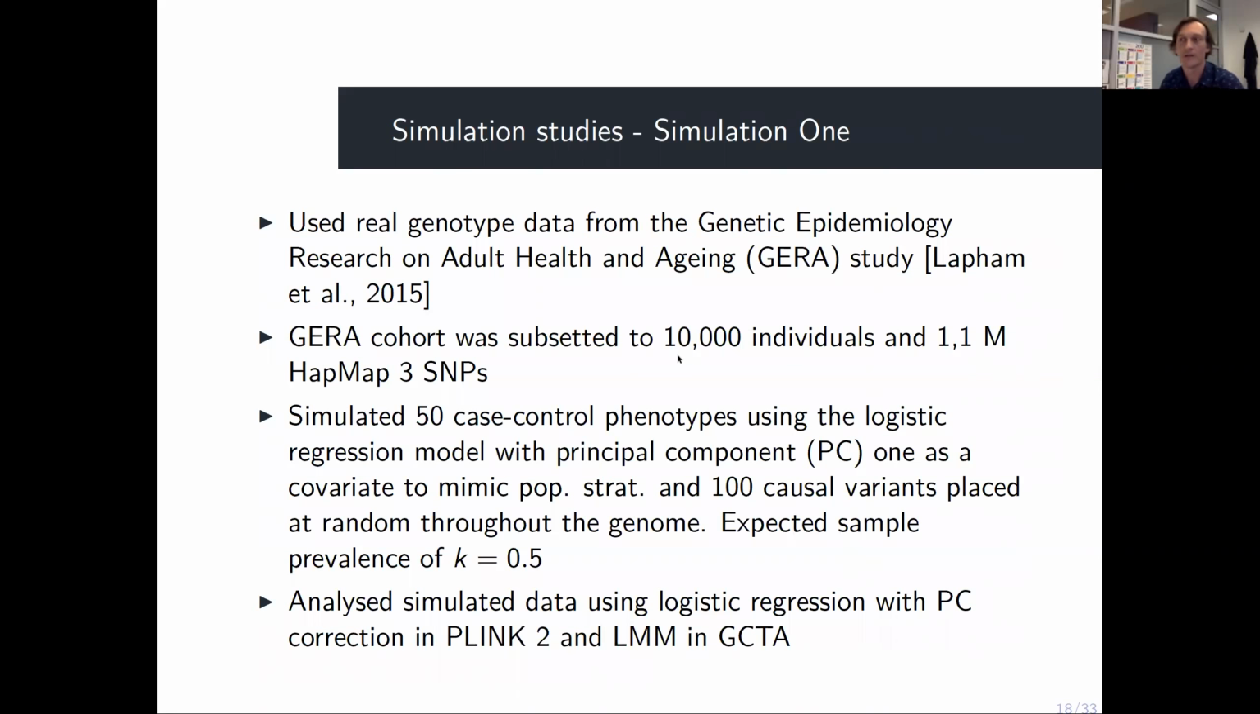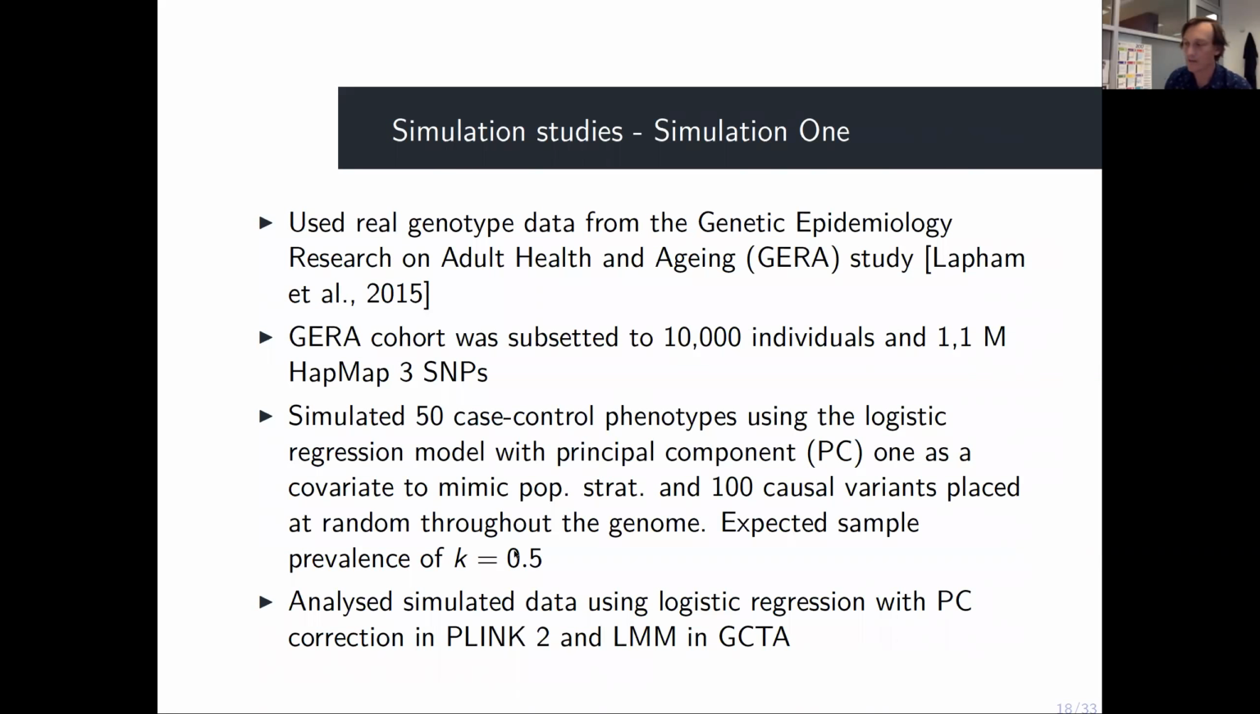So the phenotype data generating process can be assumed to come from a lot of different models: Probit, logistic, the liability threshold model. But in this scenario, I used the logistic regression, and I included one PC, the top PC from the genotypes, to mimic population stratification. So underlying the phenotypes are 100 causal variants. The reason why I chose 100 was that I wanted the effects to be large and detectable. And in this case, it just turned out that the sample prevalence was 0.5.